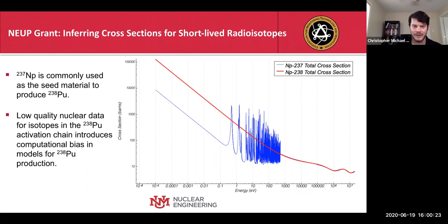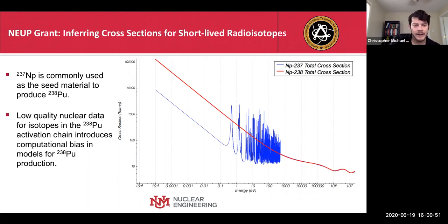The neptunium-238 cross-sections are not actually just that straight line. They should have the same kind of data structure, the same kind of physics features as neptunium-237, but we just can't measure the cross-sections for neptunium-238. It has like a 2.1 day half-life, so it's really hard to make it and then isolate it and measure it in enough time for those isotopes to still be there. So we just have to kind of guess what the data is for neptunium-238.